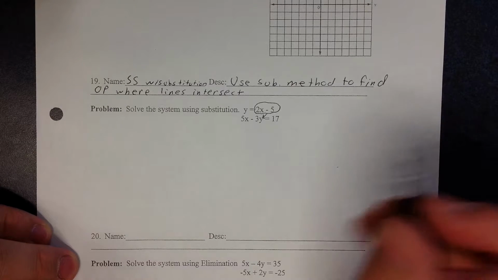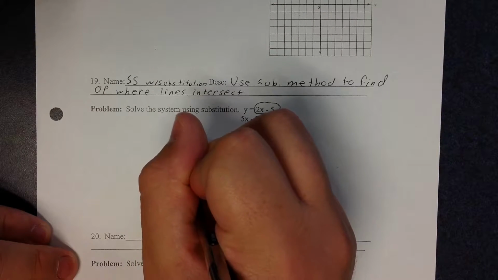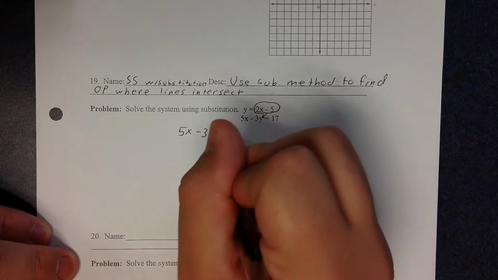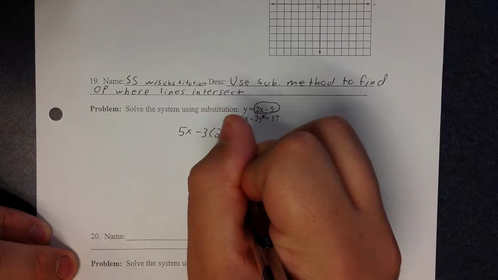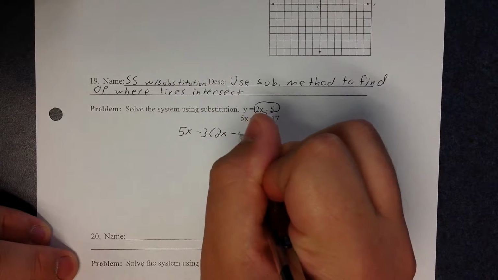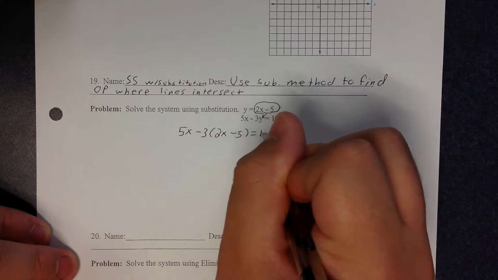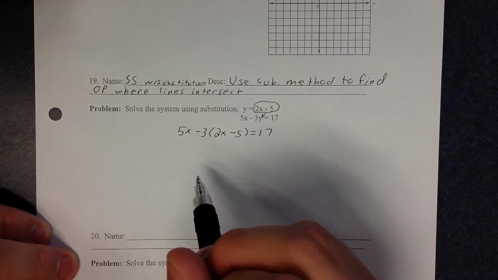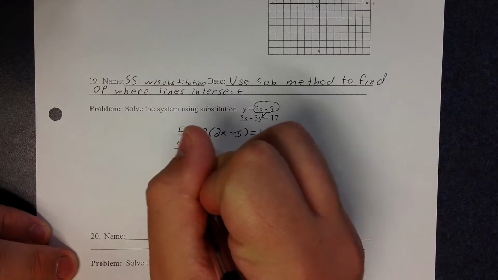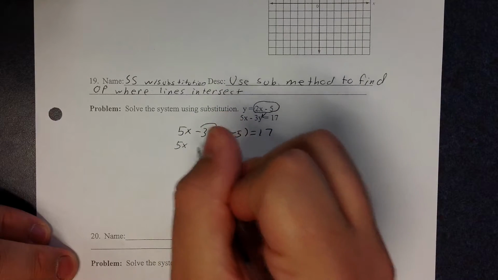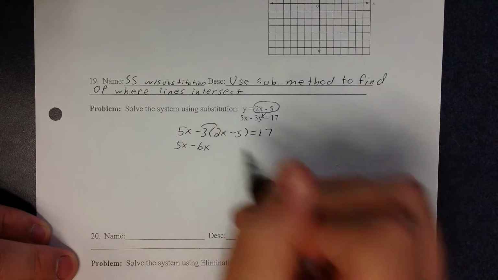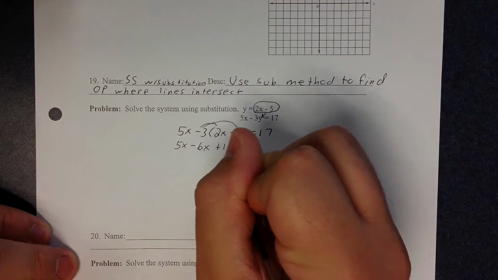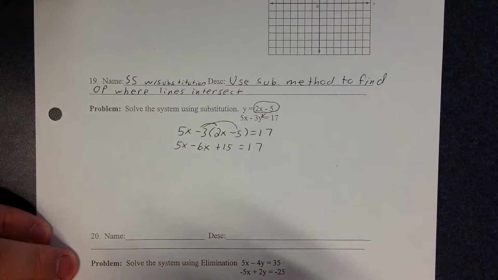because that was a variable by itself. So my second equation now is going to look like 5x minus 3, I'm going to substitute for the y 2x minus 5 equals 17. Again, what that does is now this gives me an equation with one variable that I already know how to solve. So I bring down the 5x. I have to distribute first. Negative 3 times 2x is negative 6x. Negative 3 times negative 5 is positive 15 equals 17.